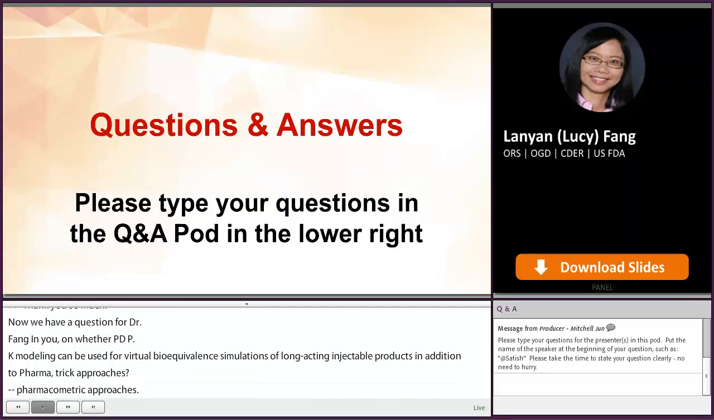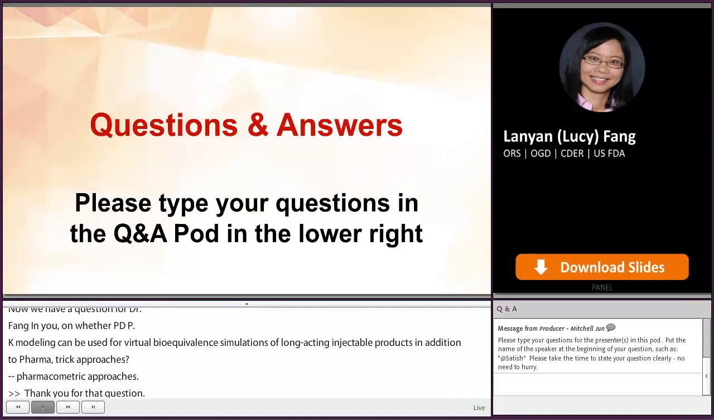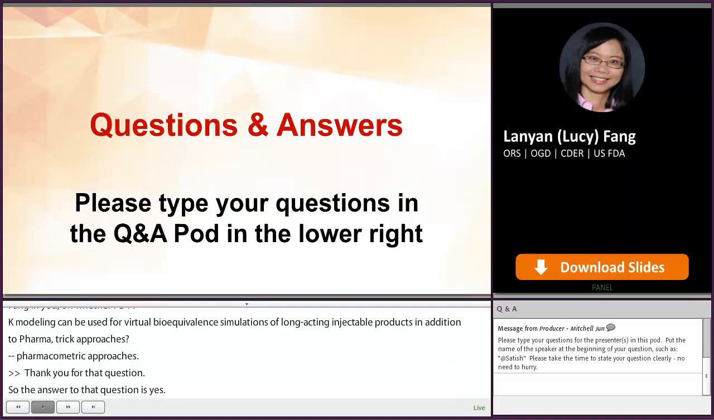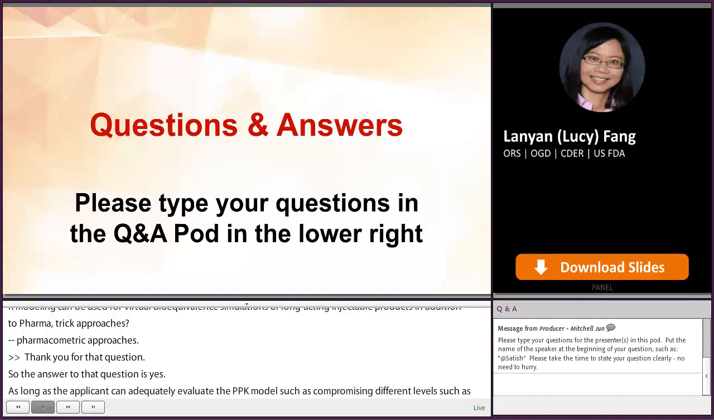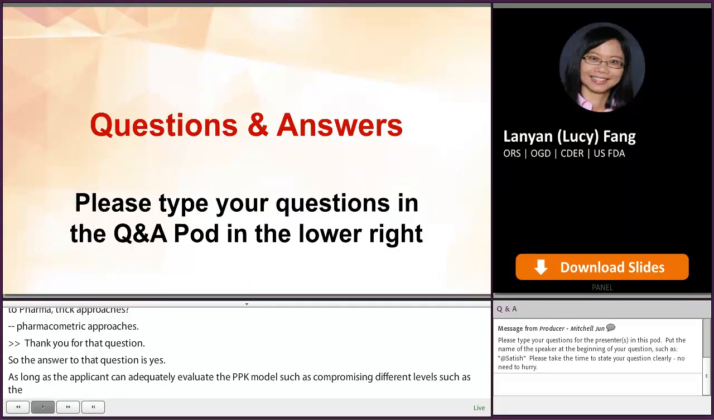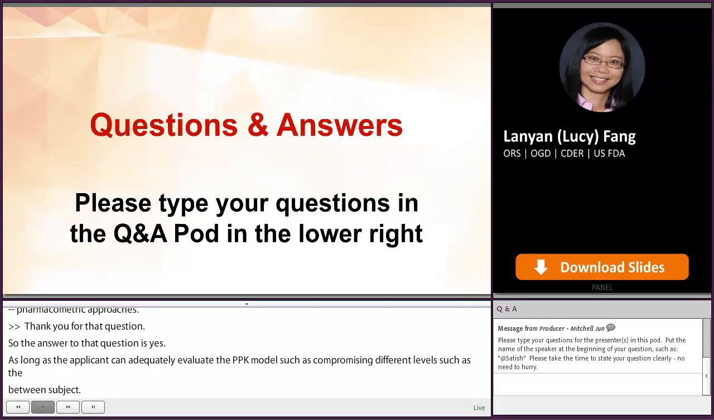So the answer to that question is yes. As long as the applicant can adequately validate the PBPK model, such as characterizing the different levels of variability, such as the between-subject or the within-subject variability. So if the applicant has a specific modeling question, we encourage the applicant to submit a pre-ANDA meeting package to FDA. Thank you for that question.